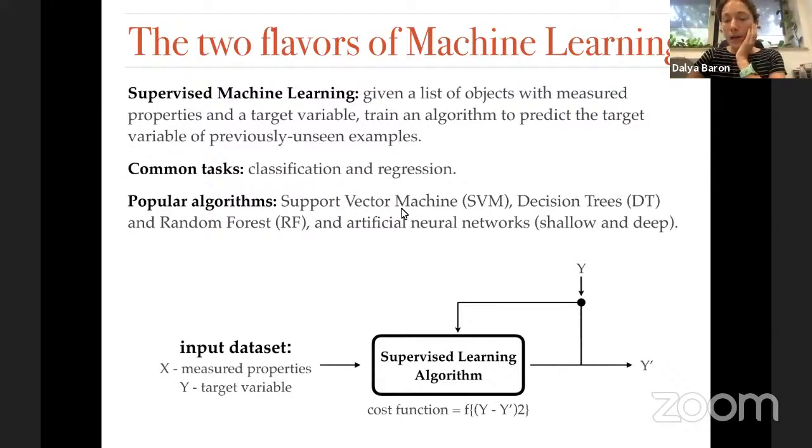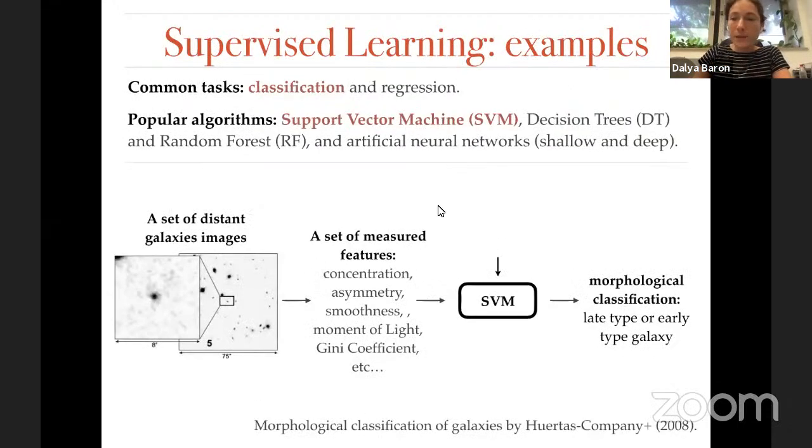And there are several popular algorithms: support vector machine, decision trees, and random forest, and various types of artificial neural networks, both shallow and deep. In the next several slides, I think the best way to explain what these things do is to actually show you a few examples. I think these examples are important because using them, I can at least argue why machine learning can be important in our field.